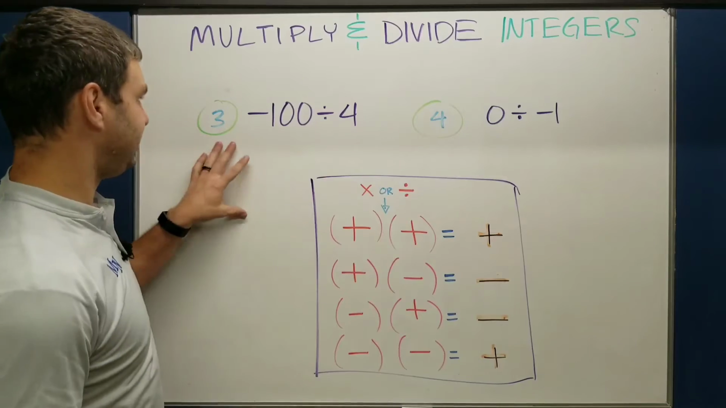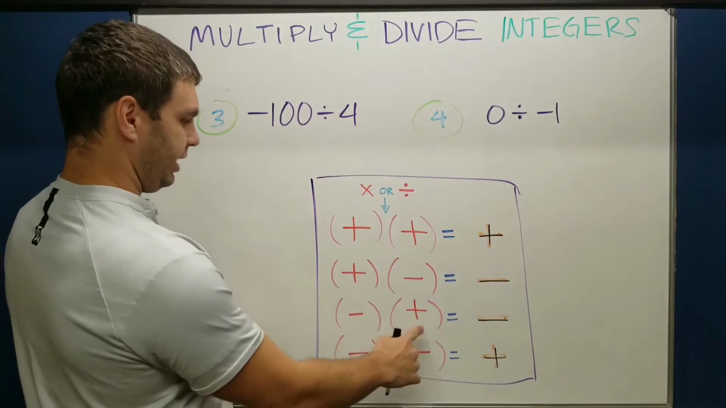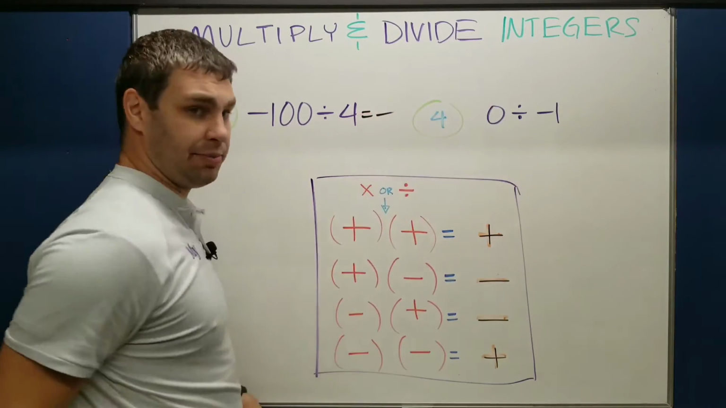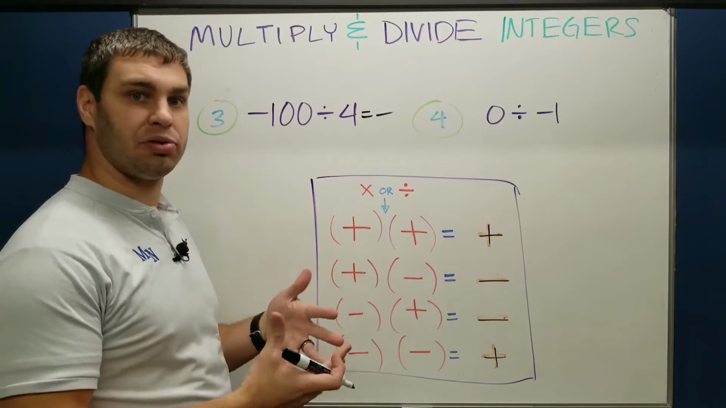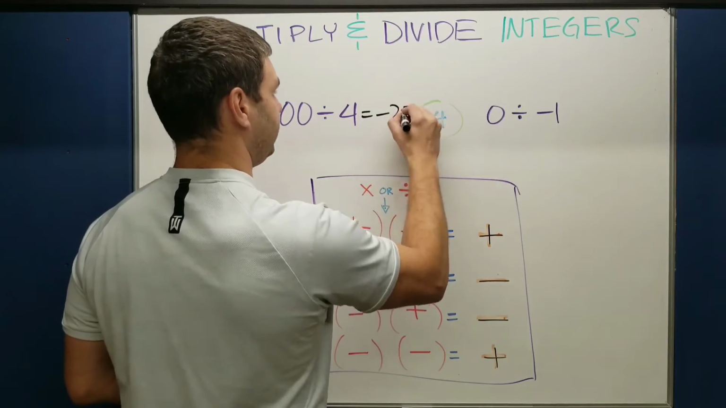All right, number 3 says -100 divided by 4. Well, negative divided by a positive is going to give us a negative answer, so it's going to equal negative something. And of course, 100 divided by 4, well, think of like $1 divided by 4. It's 4 quarters. Quarters were 25 cents, so this would be -25.